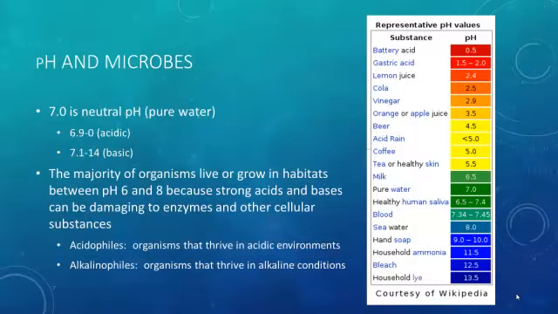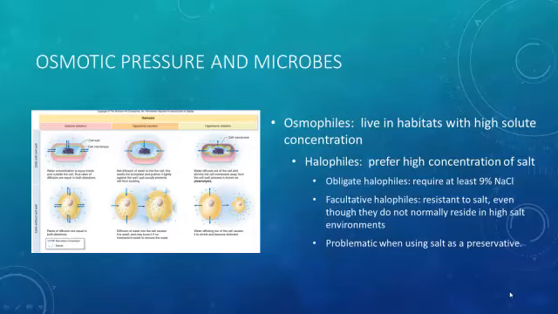Our third environmental factor that impacts microbial growth is pH. While most organisms like you and I need a pH of between about 6 and 8, some organisms can only exist in very acidic or basic environments. Those microbes that live in acidic environments are known as acidophiles, while those that prefer a basic environment are known as alkalinophiles.